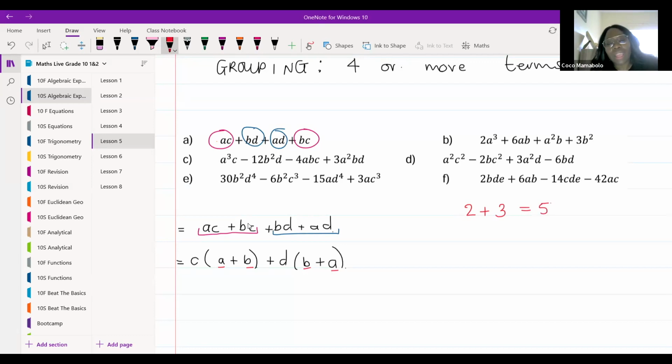Okay. Then, what is 3 plus 2? It's also 5, right? So when we are adding, commutativity is closed under addition. It doesn't matter in what order we put them. We're going to end up with the same answer. So A plus B is exactly the same thing as B plus A. Give me a thumbs up. Do you guys understand what Ma'am is saying?